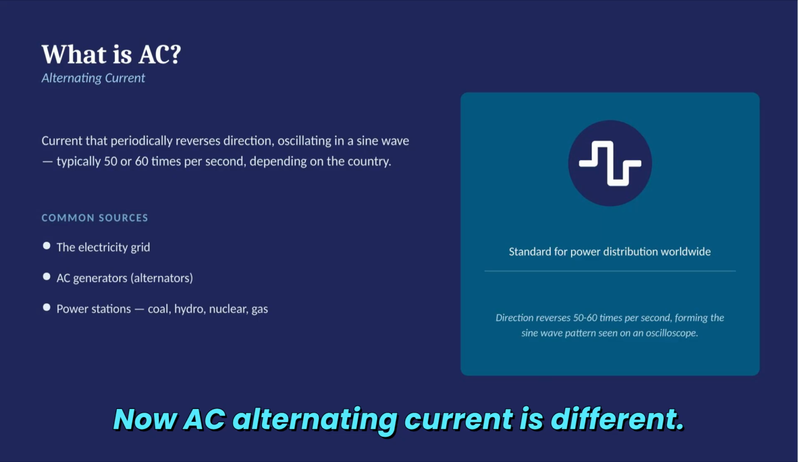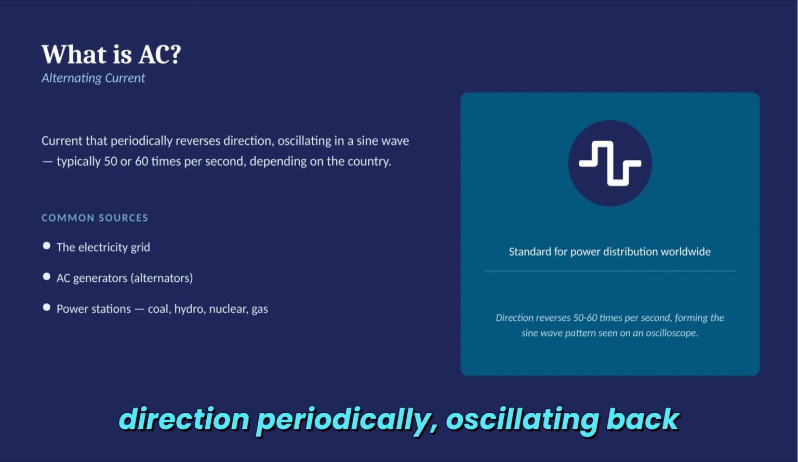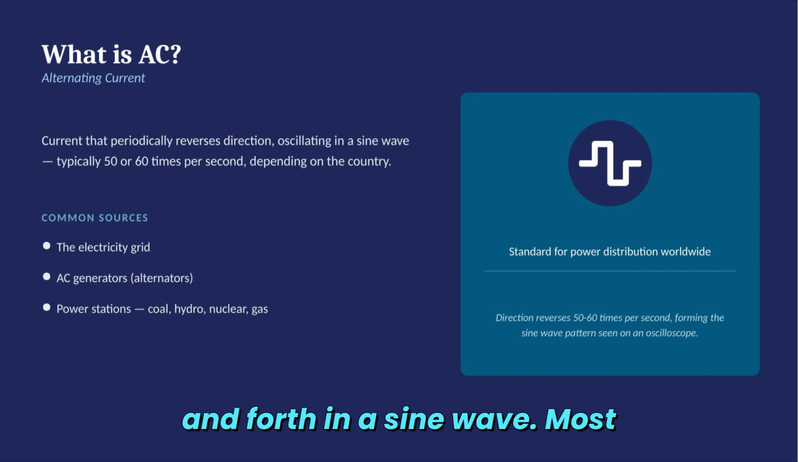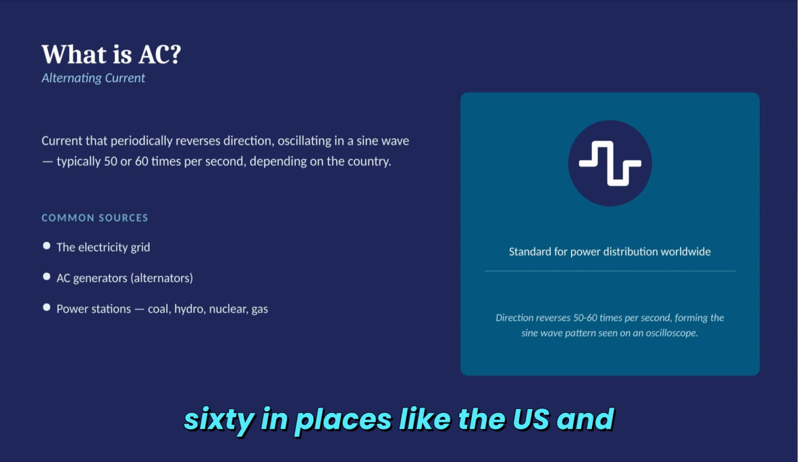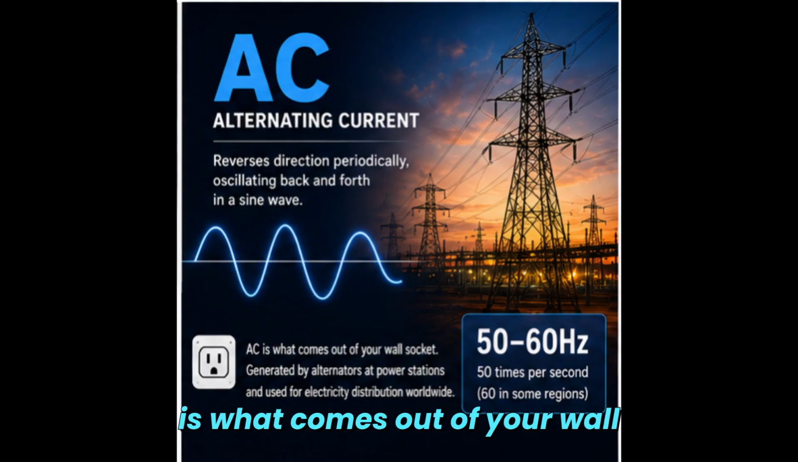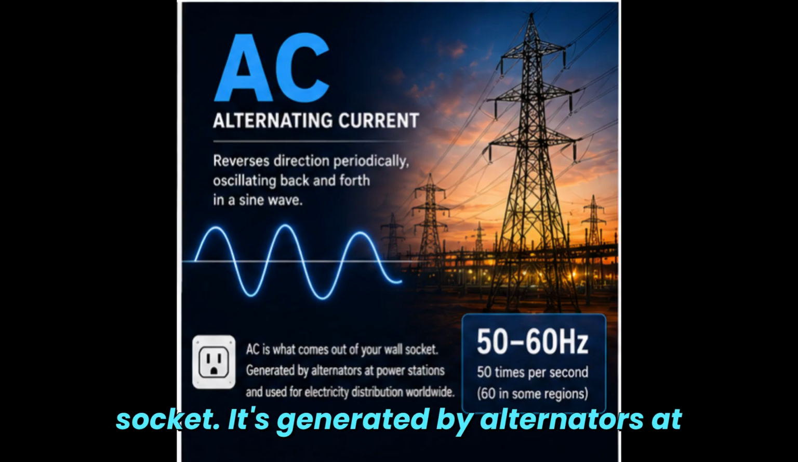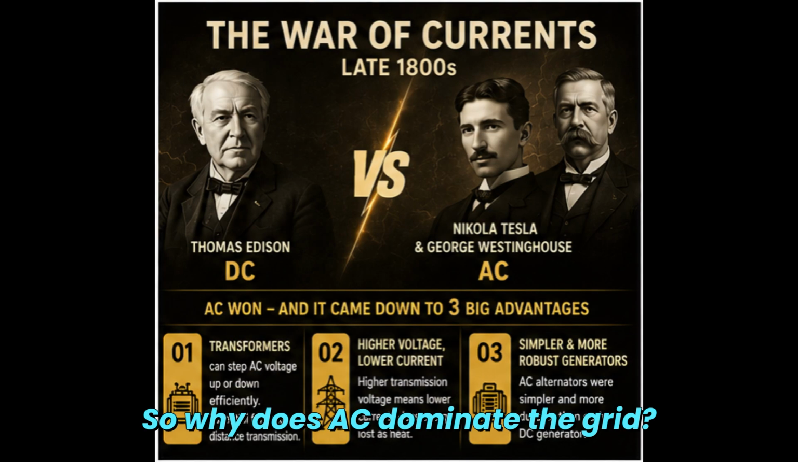Now, AC, alternating current, is different. Instead of flowing one way, it reverses direction periodically, oscillating back and forth in a sine wave. Most grids do this 50 times a second, 60 in places like the US and parts of the Americas. AC is what comes out of your wall socket. It's generated by alternators at power stations, coal, hydro, nuclear, gas, and it's the standard for electricity distribution almost everywhere in the world. So why does AC dominate the grid?